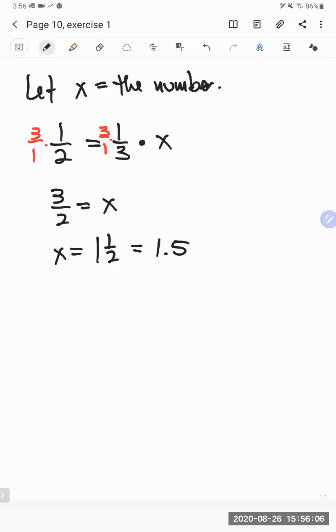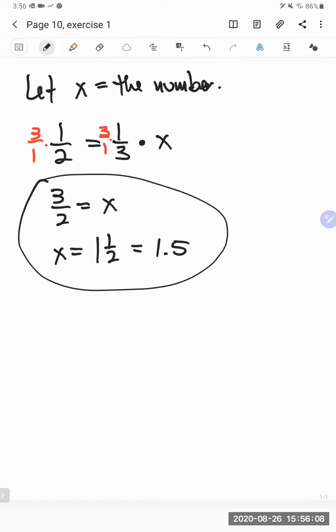Any of those answers would work, so any of these are acceptable answers. Anyway, that's one way to do the problem. Another way to do the problem, we could draw a picture, right? So again, it says that 1/2 is 1/3 of my number.